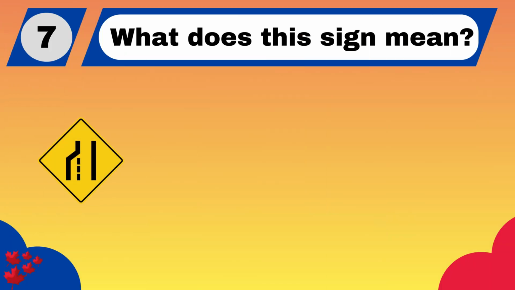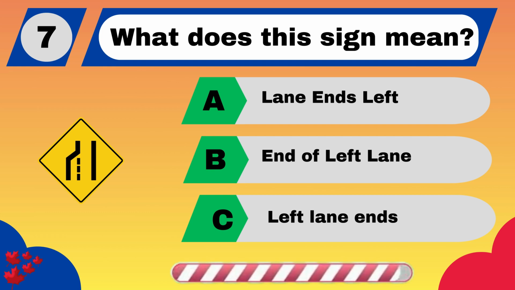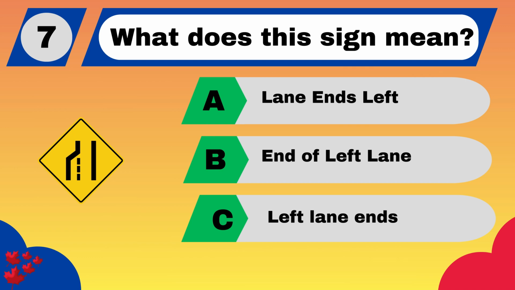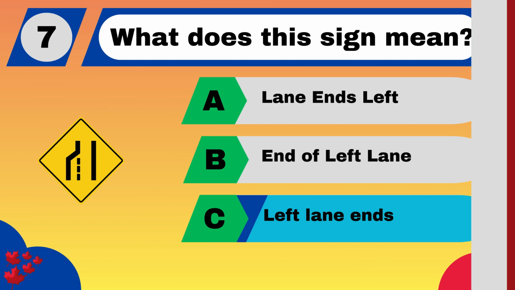Question 7. What does this sign tell drivers? A. Lane ends left. B. End of left lane. C. Left lane ends. Correct. C. This sign warns that the left lane is ending.